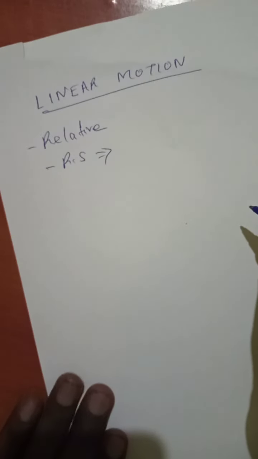Today we shall be discussing linear motion. Linear motion tackles issues like relative motion. So under relative motion, we have relative speed. Relative speed is normally determined according to the nature of motion of the two bodies.